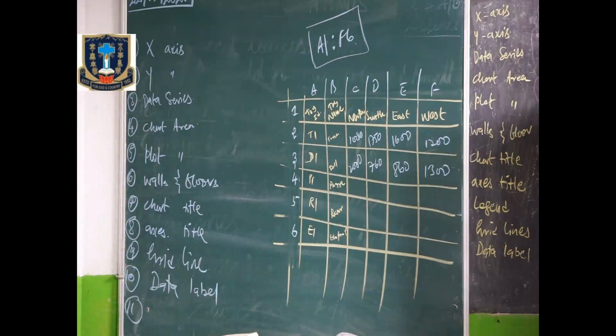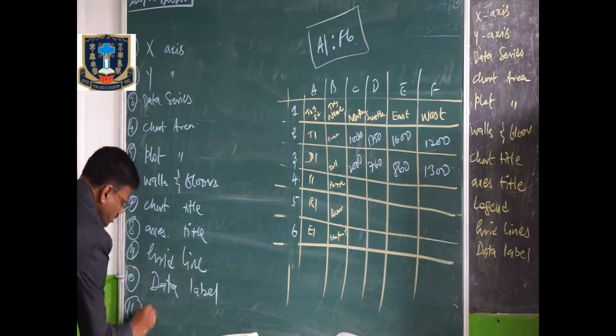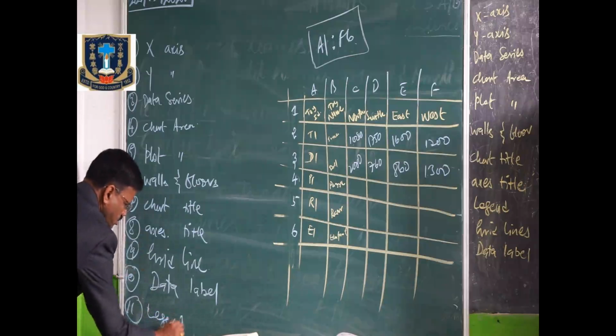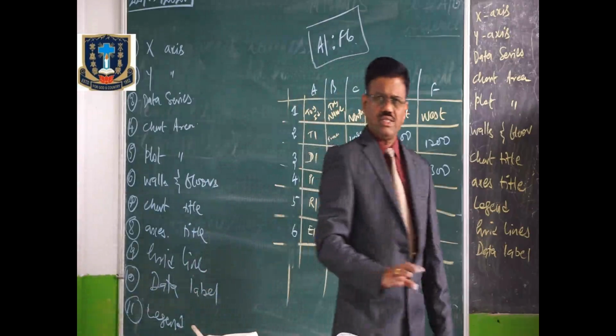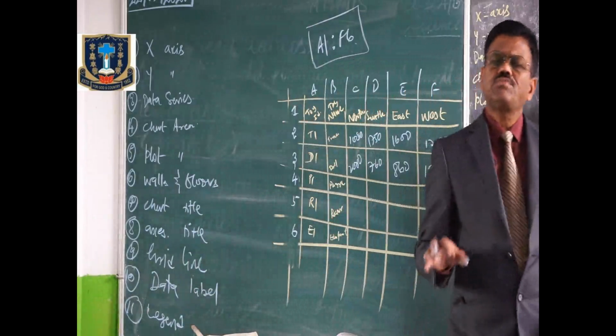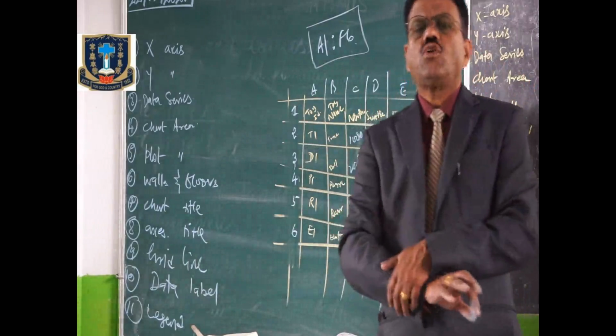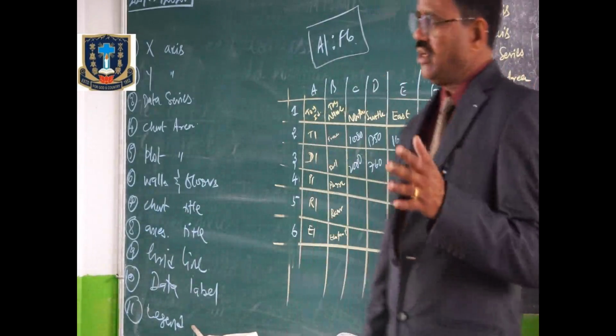X-axis, y-axis, data series, chart area followed by plot area, walls and floors, chart title, then axis title followed by legend. Here I was supposed to write legend. Legend means the background will have x and y axis. These are all the various components of your chart, boys and girls.